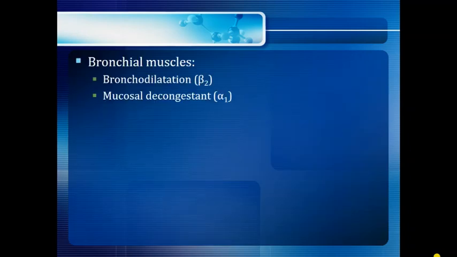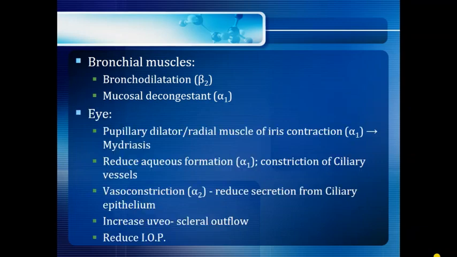Now we move to the next action, that is actions on the bronchial muscles. There will be dilatation of the bronchial muscle and the mucosa of the nasal and other tissue will be decongested because the constriction of that mucosal blood vessel occurs under the influence of alpha-1 receptor.